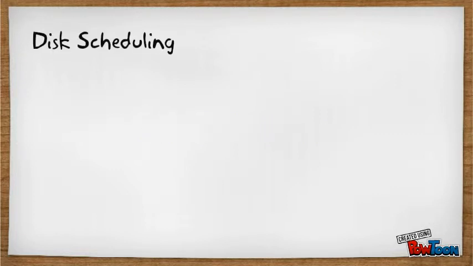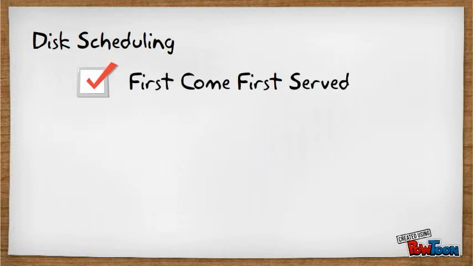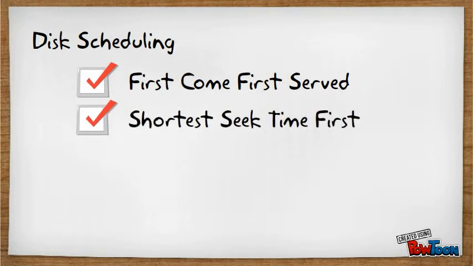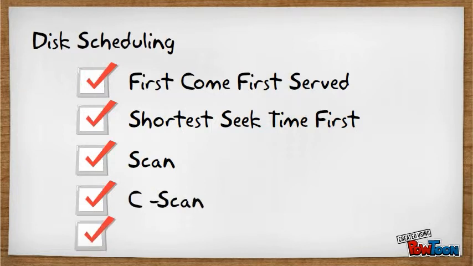Next type of disk management is disk scheduling. There are 6 types of disk scheduling: first come first served, shortest seek time first, scan, C-scan, look.